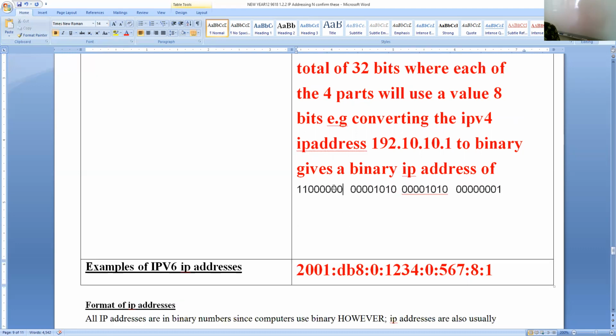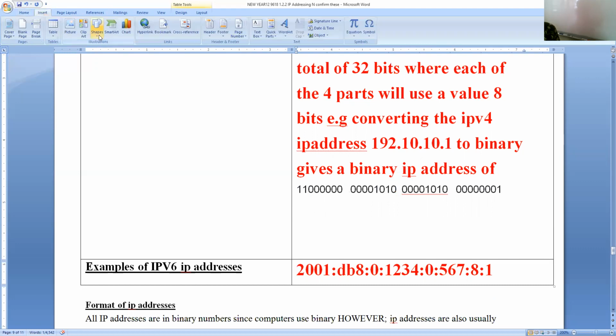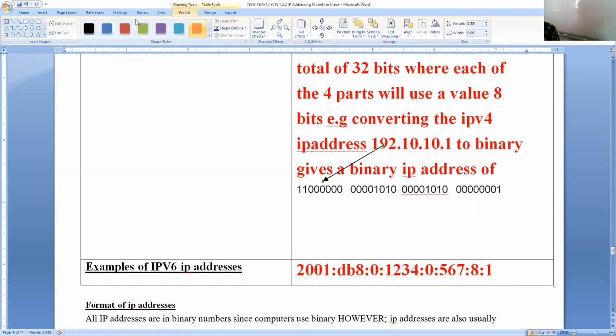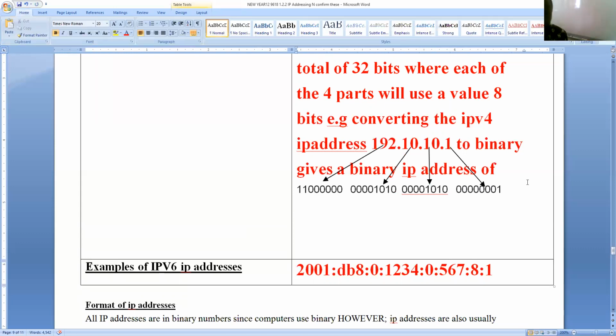This is 192. This is 10. So this is the whole IP address combined. This will be 10. Obviously, 10 is the same. And then this will be 1. That's 1 in binary. You understand?